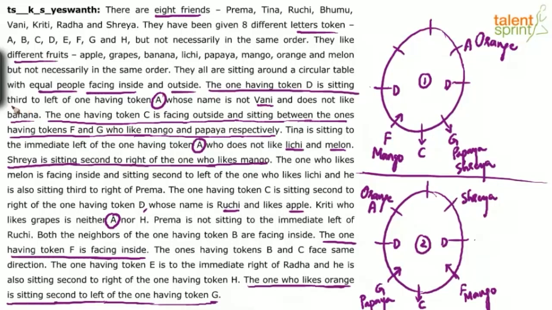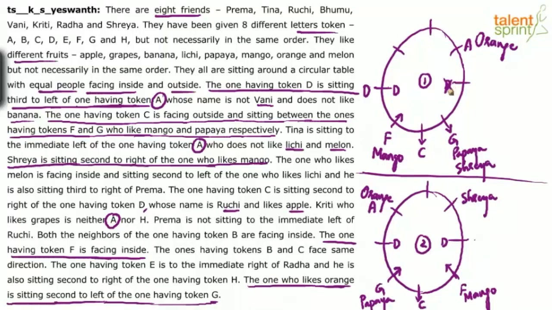D is third to the left of A. Now we know that according to case 1, there are 2 possible positions for D. Now this point says D is third to the left of A. So obviously D and A cannot be together. So D cannot come here. D has to come here only. So I can now fix that this is the position of D.